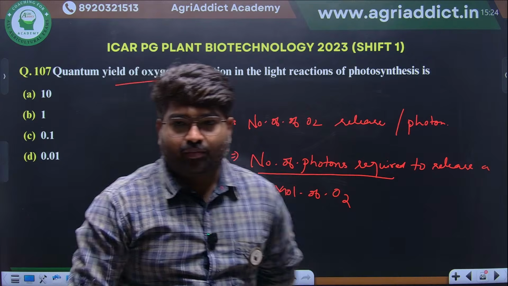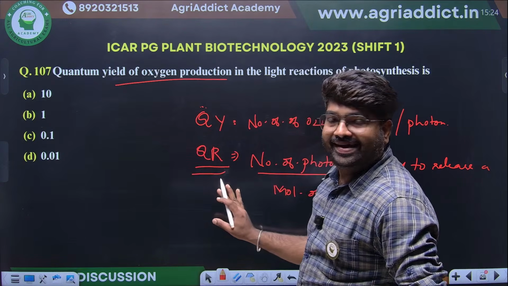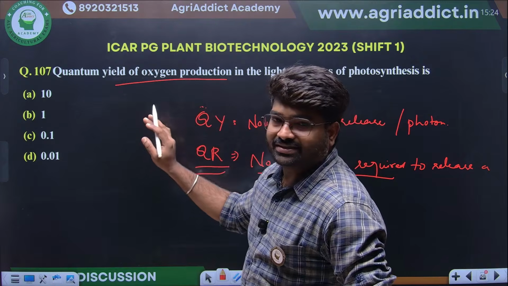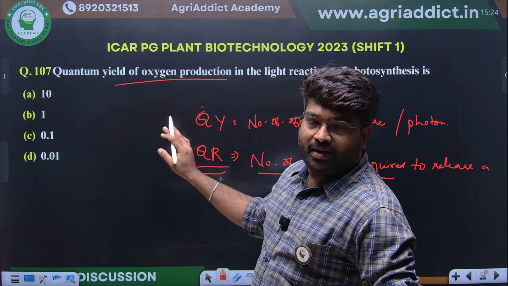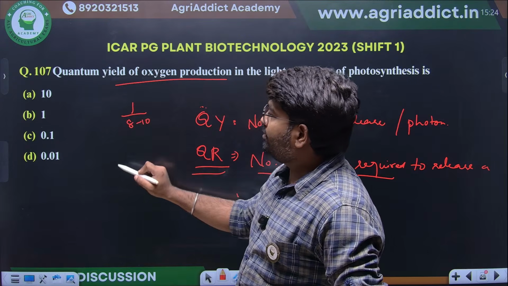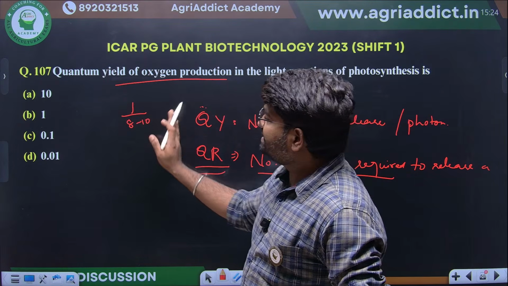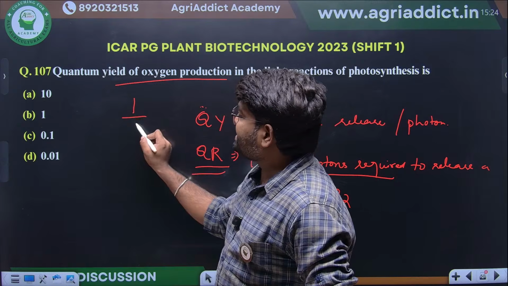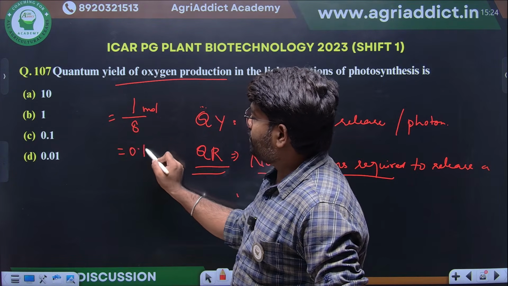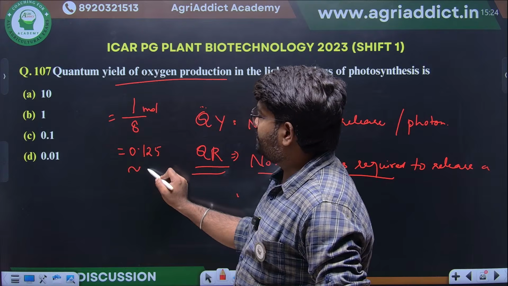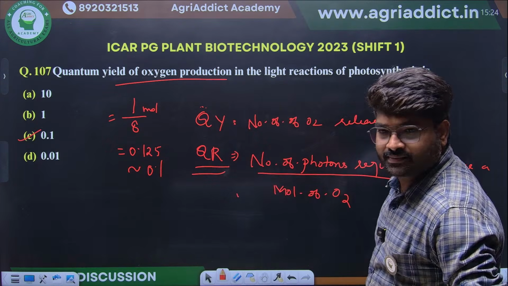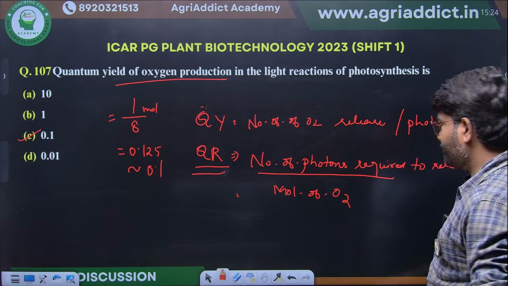So they are asking here about quantum yield of oxygen production. Quantum yield means oxygen released per number of photons utilized. Around 8 to 10 photons are required to release a molecule of oxygen. If you say around 8 photons, 1 divided by 8 is 0.125, so approximately it will be 0.1. Excellent. Uday Lakshmi, 0.1 you have mentioned. Yes, 1 by 8 equals 0.125. Yes, very good.